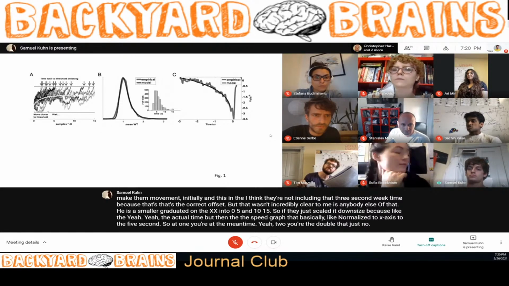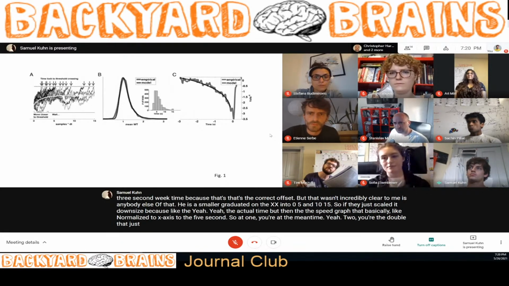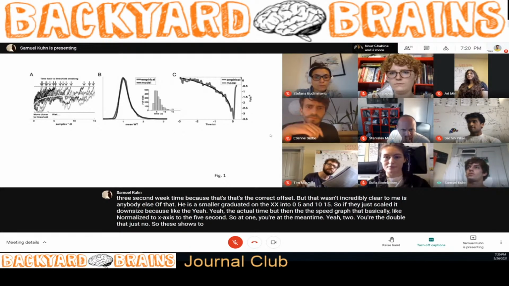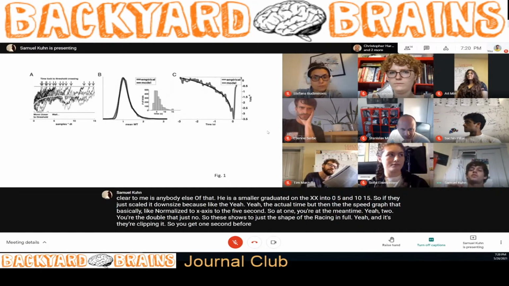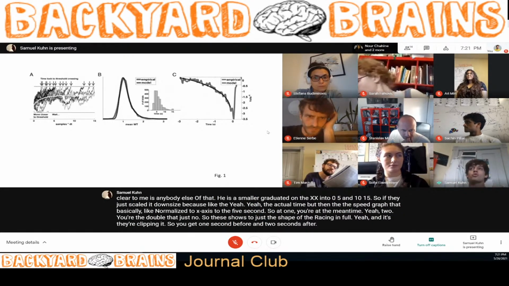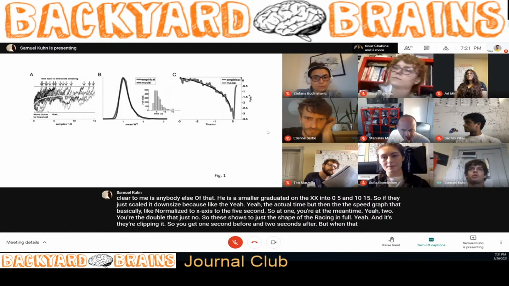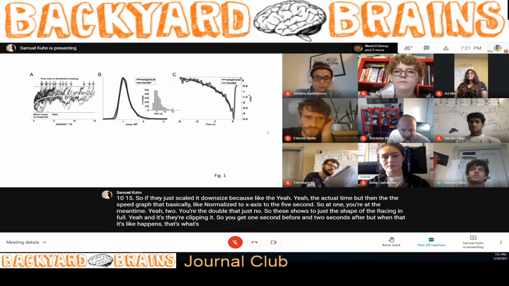So B shows you just the shape of the rising and falling event, and they're clipping it so you get 1 second before and 2 seconds after. But when that spike happens, that's what's given in the histogram. So regardless, I think the important thing to recognize about this is that the model looks very similar to the empirical data, and that's one of the main goals of this project.